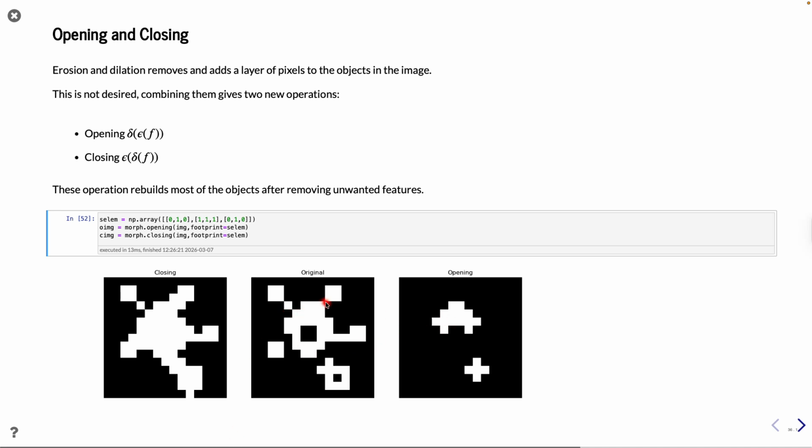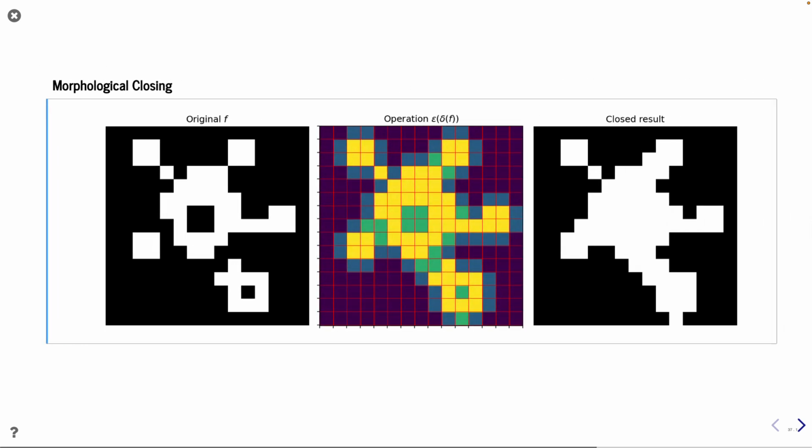When you do the opening, all the small structures still disappear because there is nothing really to rebuild. And then you get a space invader and a cross out of these two structures. Looking in detail, the first step of the closing is that you do the dilation, so that's the blue pixels here, and then afterwards you erode, and then what is remaining are all these additional green points.